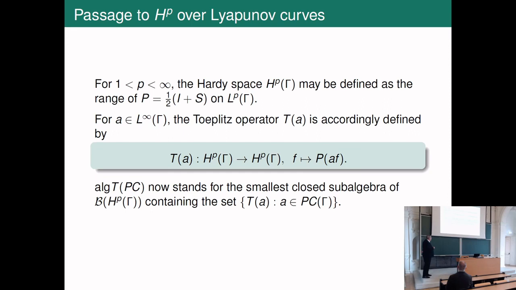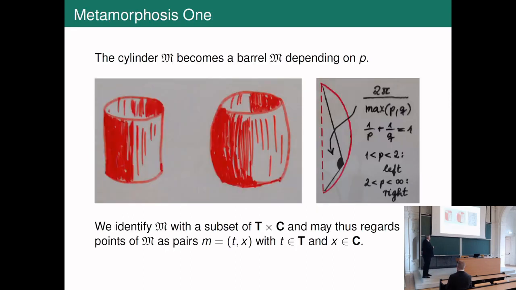And this algebra now stands for the smallest closed subalgebra which contains all Toeplitz operators, and I suppress the dependence on p. Metamorphosis 1. It turns out that the cylinder M we had so far now becomes a barrel, depending on p. This is the maximal ideal space of the algebra we saw on the previous slide.